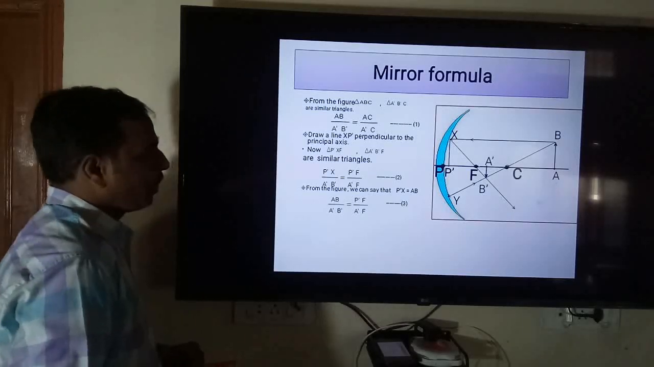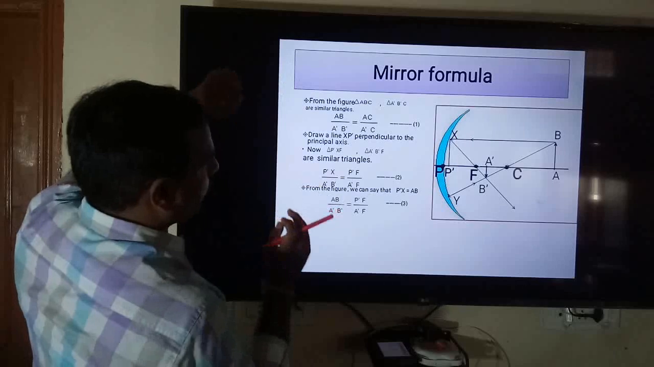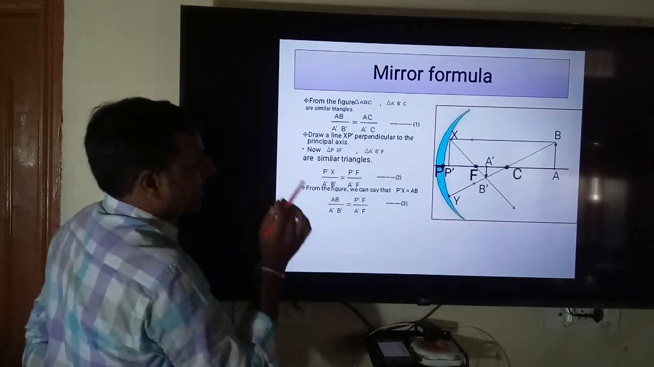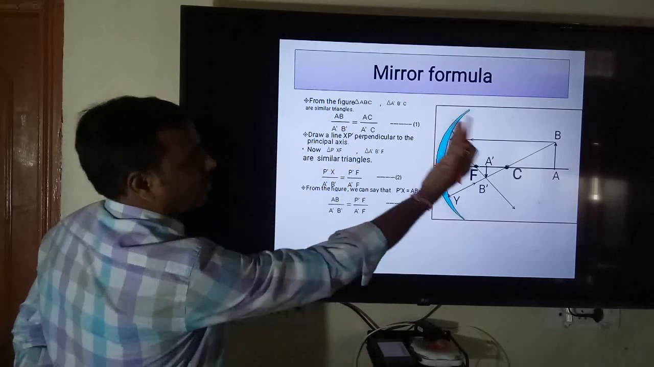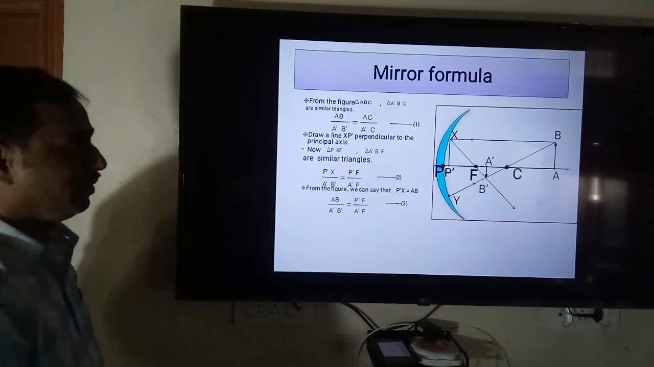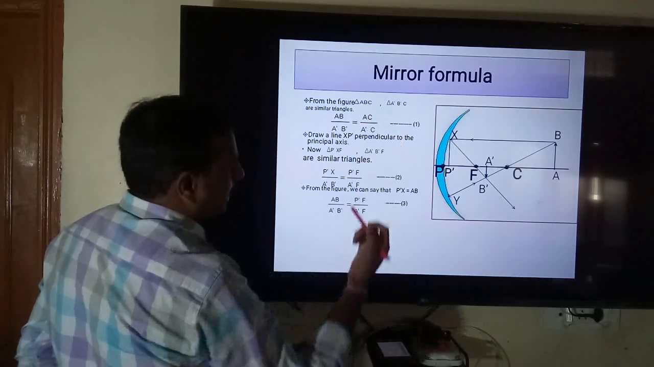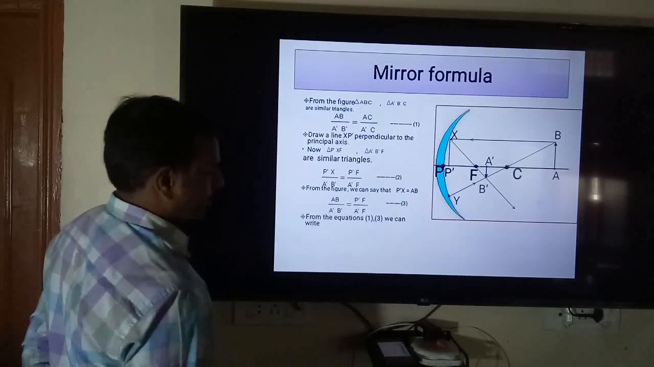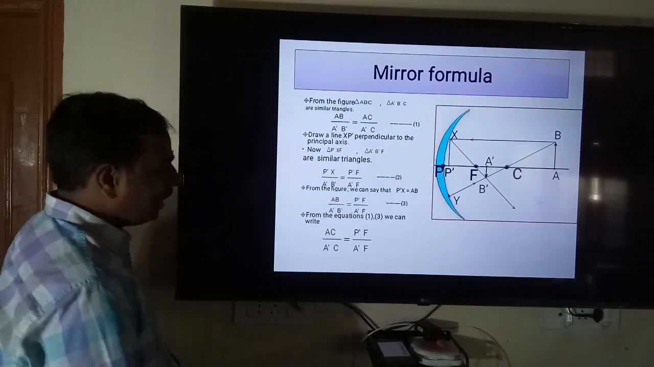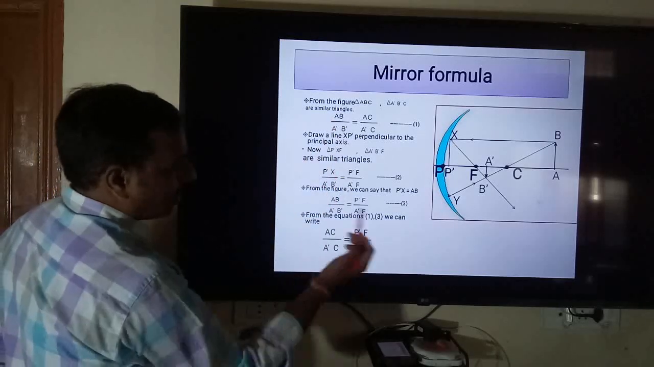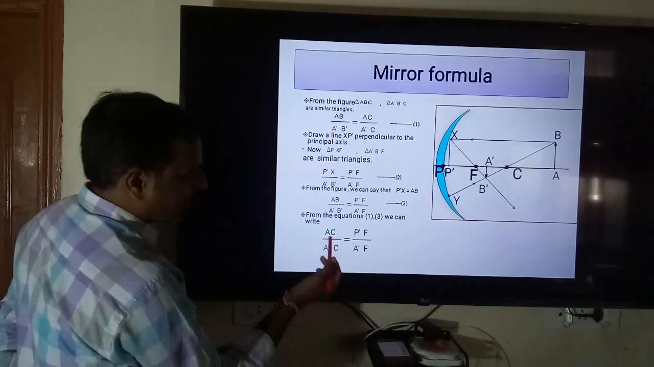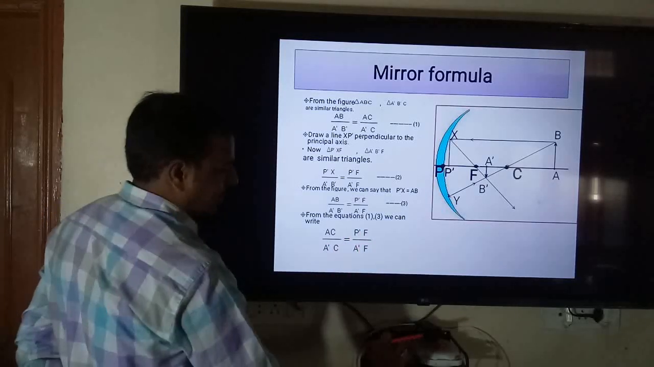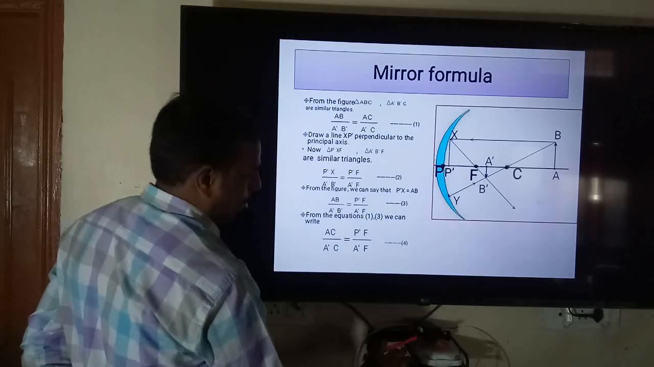Now observe carefully from equations 1 and 3. On the LHS, AB by A'B' is the same in both, so the right sides are automatically equal, we know very well. So then we can write AC by A'C is equal to P'F by A'F. From equations 1 and 3, LHS are equal in 1 and 3, so we equate the RHS. We get AC by A'C is equal to P'F by A'F. This is equation number 4.